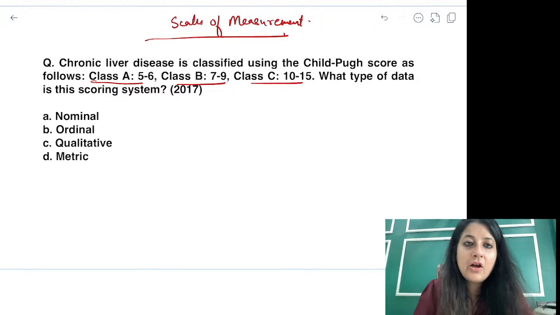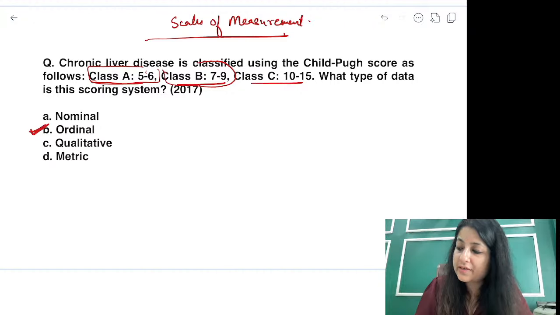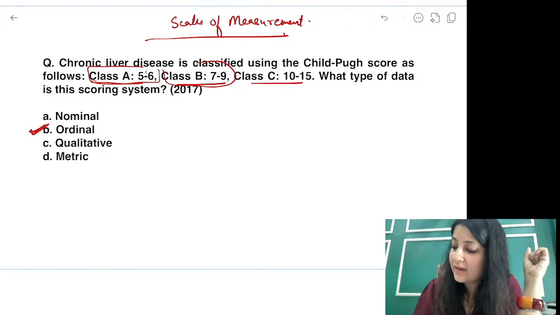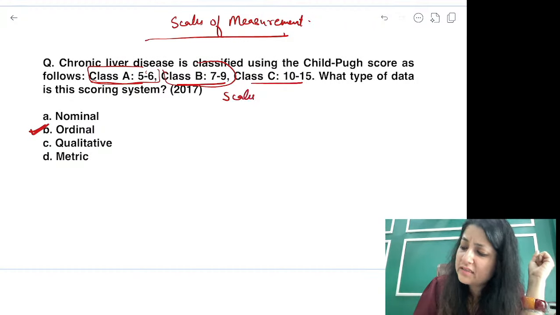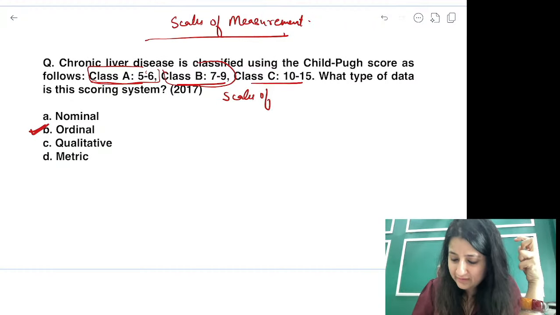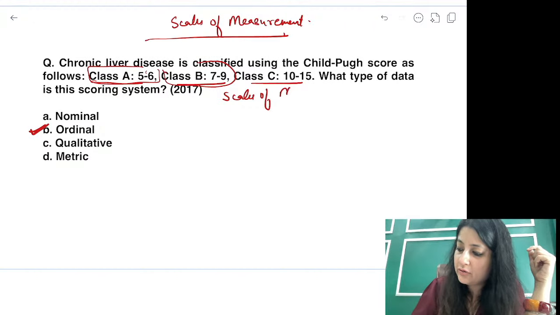Alright, so there is class A 5 to 6, class B 7 to 9, class C 10 to 15. So these are what? These are different orders. So what is this? This is ordinal. Now look, how do you classify? Again, it's very simple. Just try to strengthen your concepts and you will be able to do it.